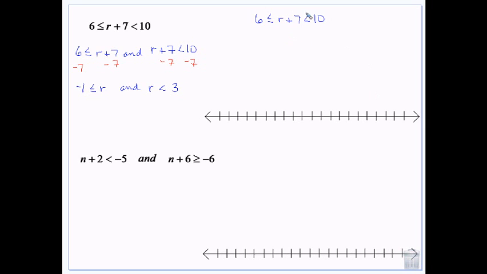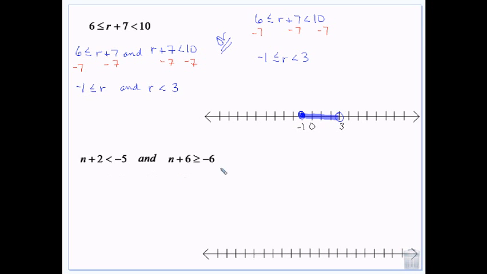If I do it together, I subtract 7 from all 3 sides. And I get -1 less than or equal to r less than 3. In any case, I have to identify a 0, a -1, and a 3. This is going to be a closed circle, open circle, shade in between.